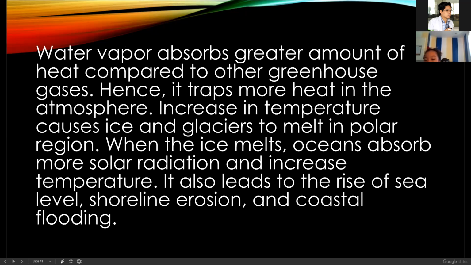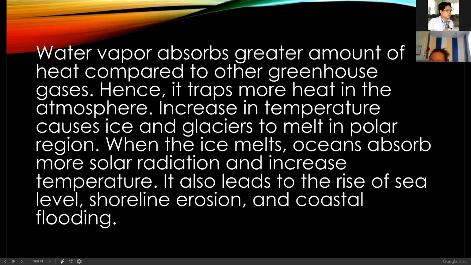This increases the temperature and causes ice and glaciers to melt in polar regions, the one that I told you last meeting. When the ice melts, the ocean absorbs more solar radiation and temperature increases. It also leads to the rise of sea level because of the melting of the ice in the polar region. And these bodies of water are interconnected, right? If there is a great melt of the ice and glaciers in the polar region, the tendency is it will be absorbed in the ocean and other bodies of water.